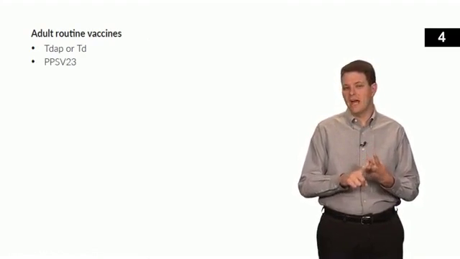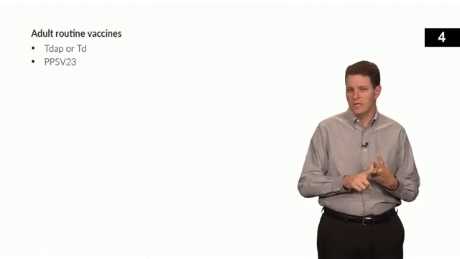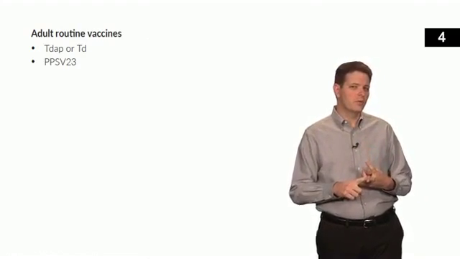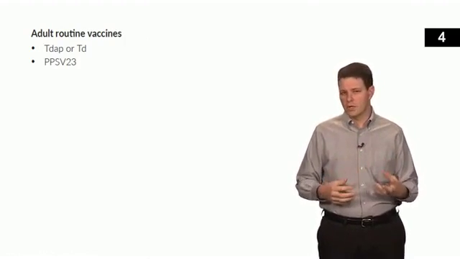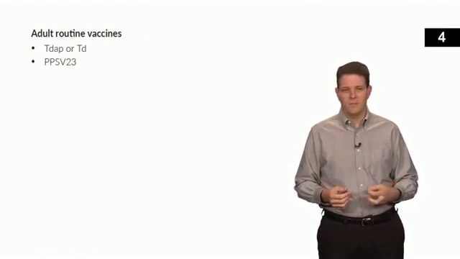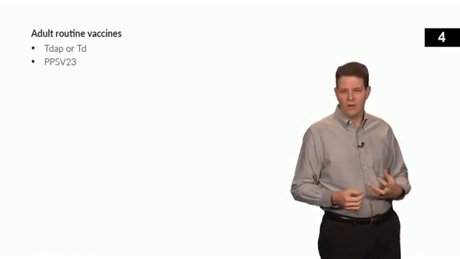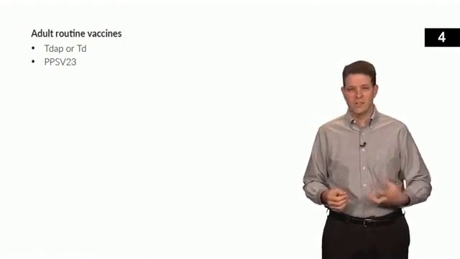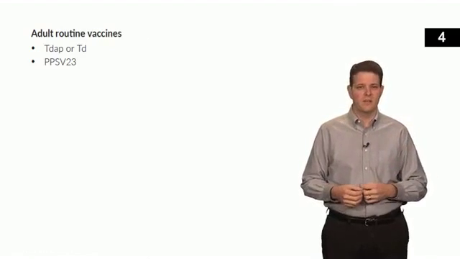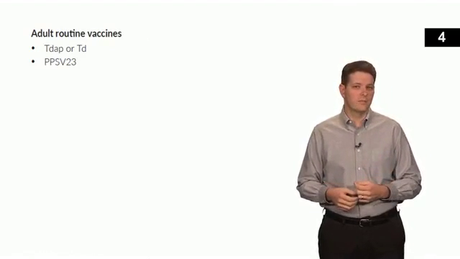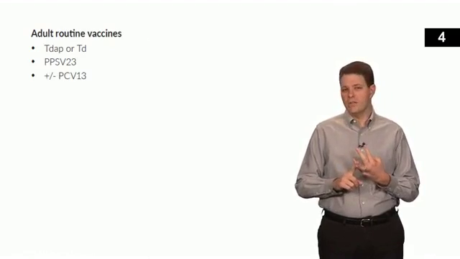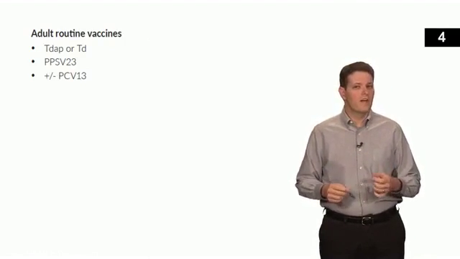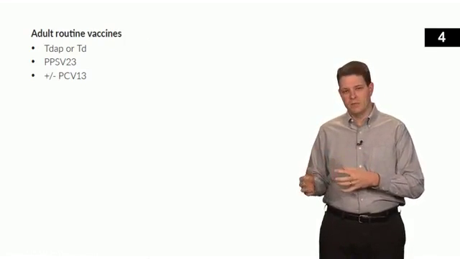The pneumococcal polysaccharide vaccine, PPSV23, is given once at 65 years or older. And it could also be given to younger individuals who have certain high-risk chronic medical conditions, things like diabetes, liver disease or lung or heart disease, smokers, asplenic patients, HIV patients, other patients with immunocompromised states, and also patients with CSF leaks. The pneumococcal conjugate vaccine, PCV13, is also recommended for everyone over the age of 65 if they haven't already been vaccinated with PCV13.